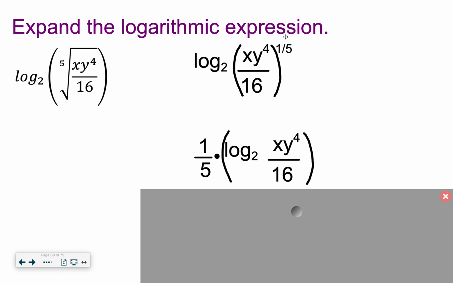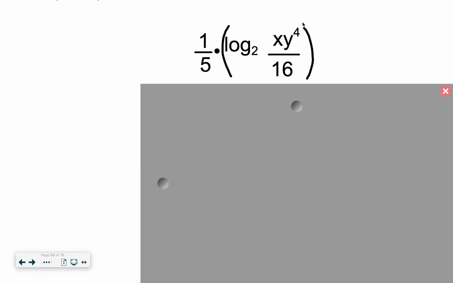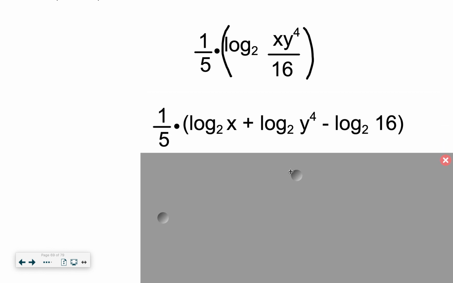So I would take this whole power of 1/5 and bring it out front since it's a power to all of this stuff. So 1/5 times the log base 2 of that stuff still. Now inside the parentheses, I have a product between the x and the y, I have a quotient, and I have yet another power. So I'm going to separate the quotient, just get rid of that fraction first.